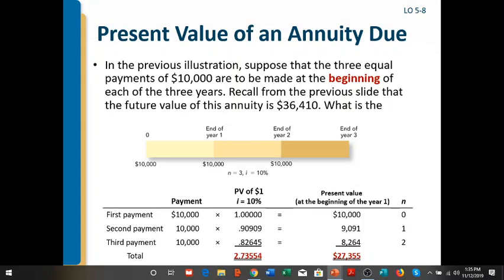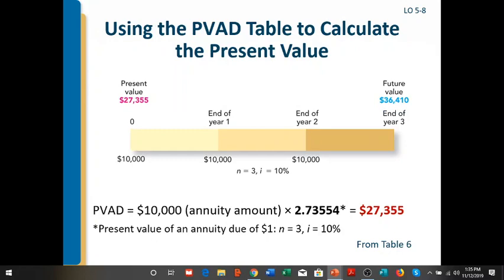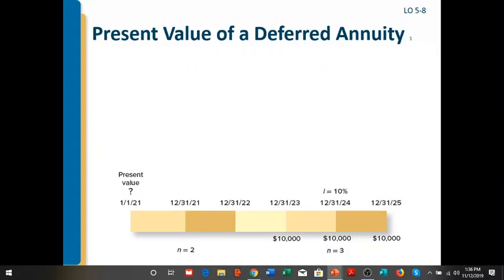So you would go to present value of an annuity due. That would be table 6. And if you go over to the 10% column, you have 2.73554. So you multiply that times 10,000 and you come up with $27,355.40. Now, of course, you can do all this on Excel, as we'll see shortly in the next round of lecture.